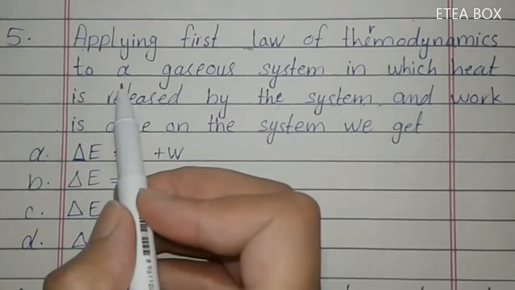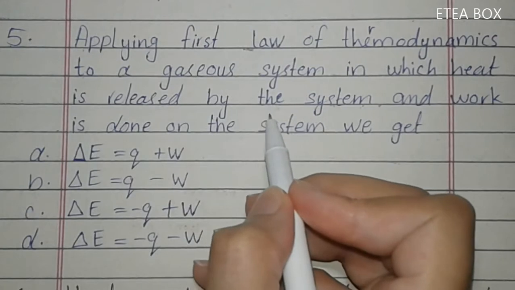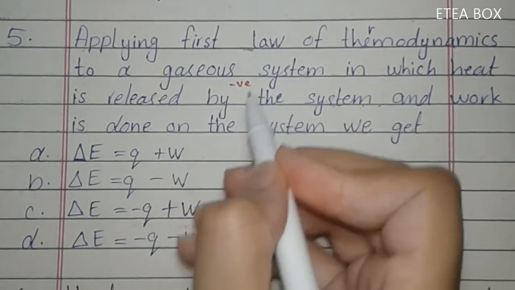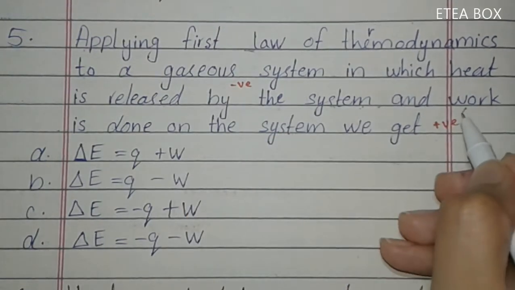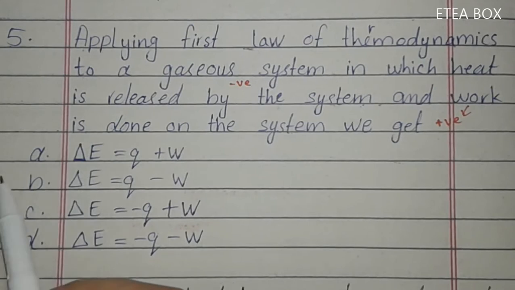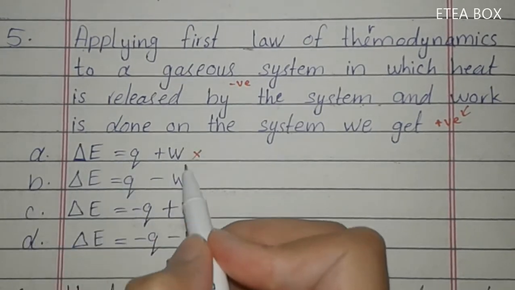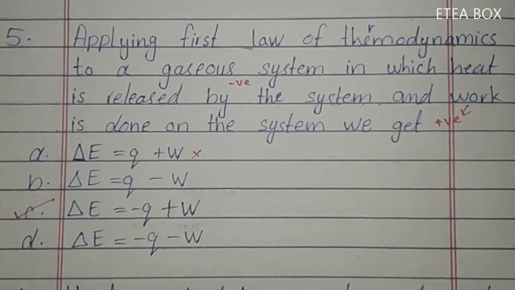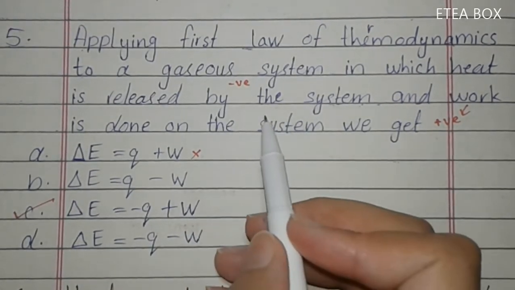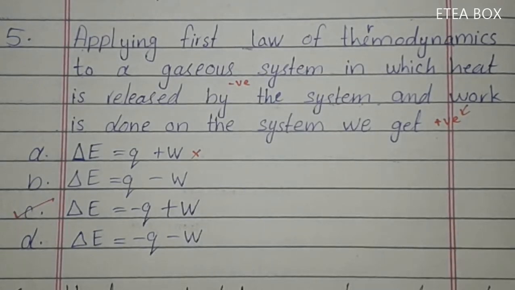Applying the first law of thermodynamics to a gaseous system in which heat is released by the system, which means Q will be negative, and work is done on the system, which means work will be positive. Now look at the options. Q positive and work positive is incorrect. Now look at option C: heat is negative and work is positive. So option C is correct, because heat is released by the system, so it is negative, and work is done on the system, so work is positive.